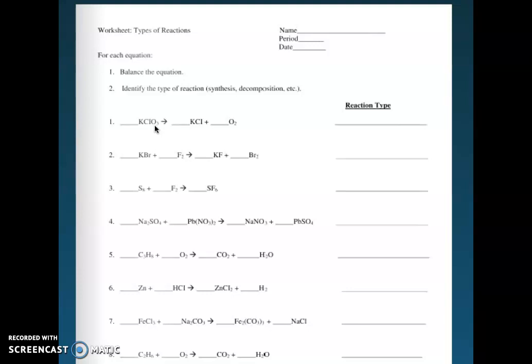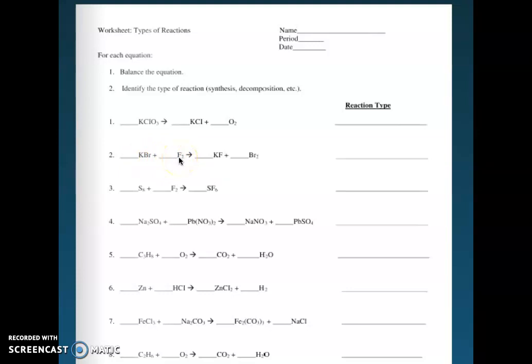So look through those. Is it synthesis? Is it decomposition? Is it single replacement? Is it combustion? Is it double replacement? Which one starts with a compound? There's only one of them. If you're looking at the right one, you should be looking at decomposition. Decomposition starts with a compound and it breaks it apart. And you can see here we start with the compound and then we break it apart into two different things here.